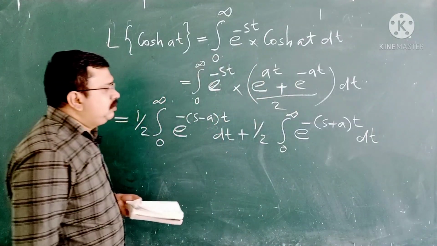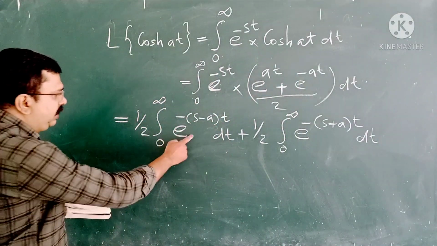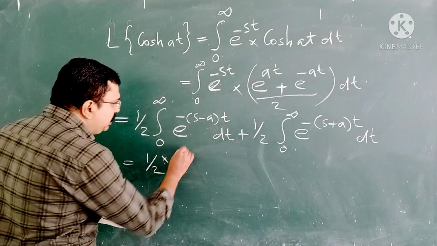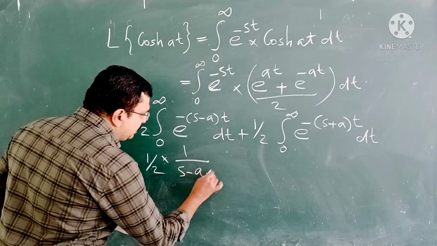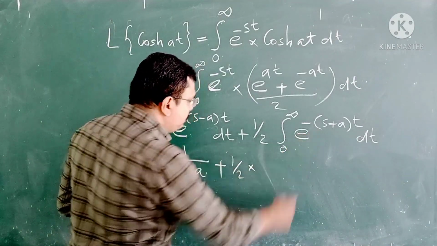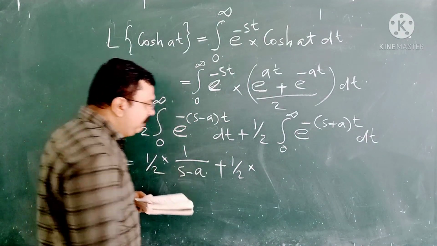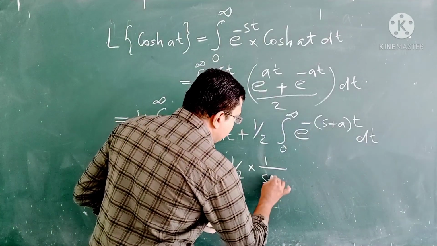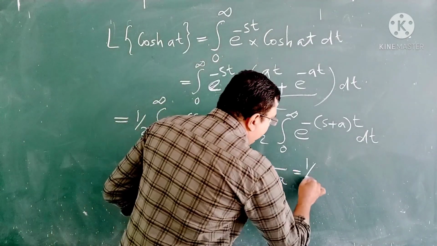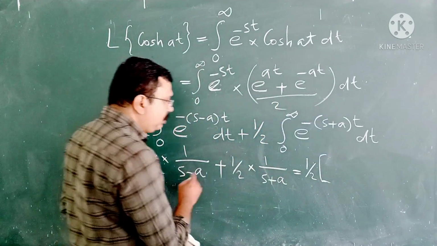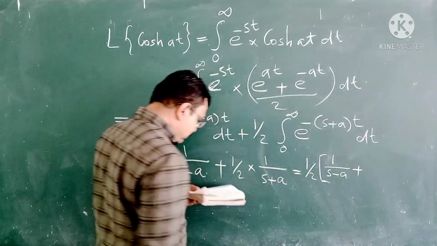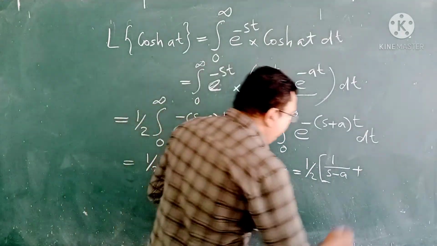Okay, we know that this is equal to 1 by 2 into 1 by s minus a, plus this one is 1 by 2 into, e raised to this will become, 1 by s plus a. Therefore 1 by 2 can be taken outside, 1 by 2 into 1 by s minus a plus 1 by s plus a.